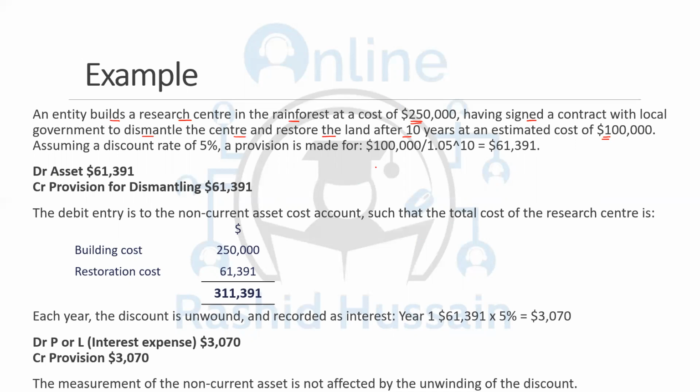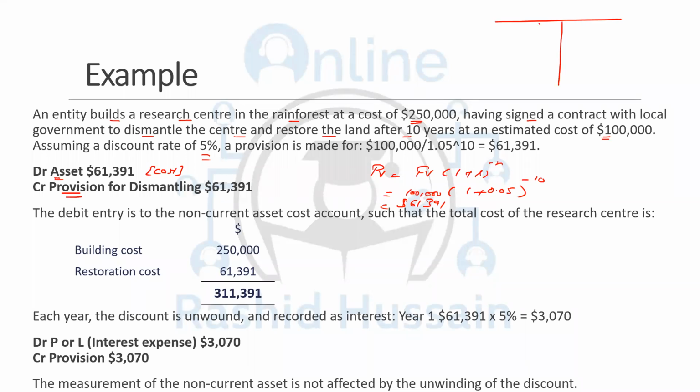Now we know the formula. The present value is the future value times (1 plus r) raised to the power minus n. The future value is 100,000, r is the interest rate of 5%, so it's 0.05, and n, the number of years, is 10. So the present value of this is 61,391. So the initial entry is going to be debit asset, because we are going to make this expenditure part of the asset cost, and credit provision, because it's a liability of uncertain timing and amount.